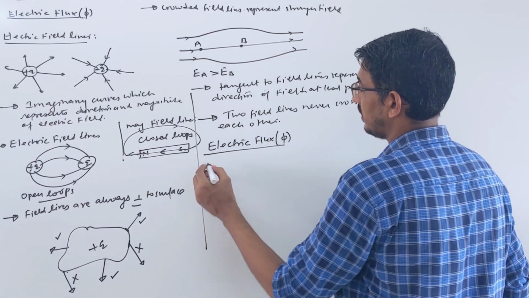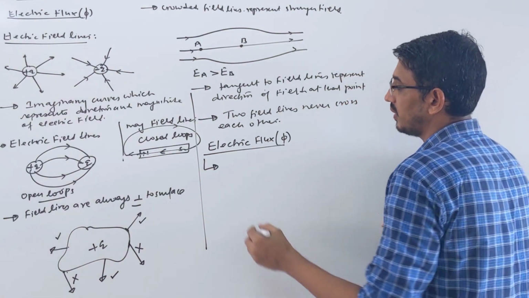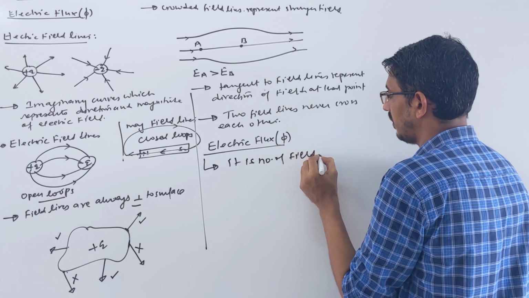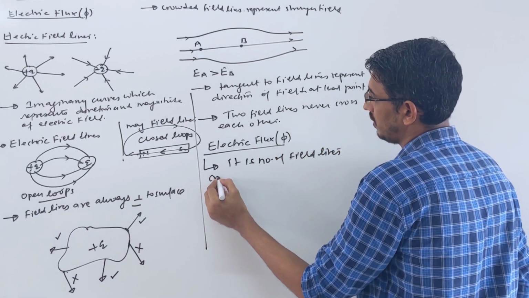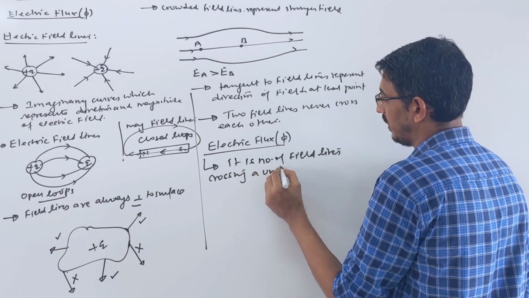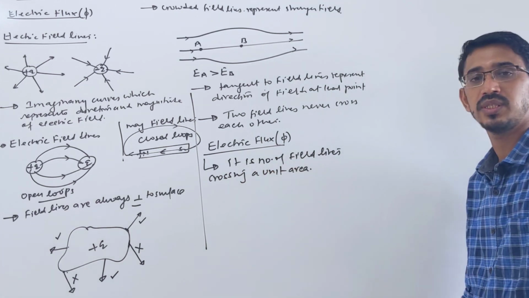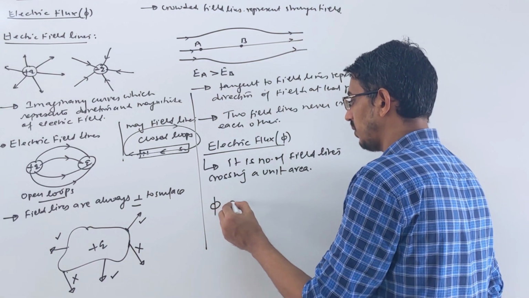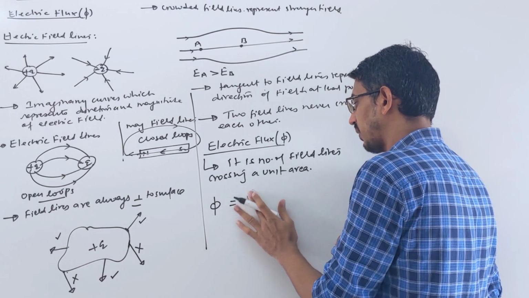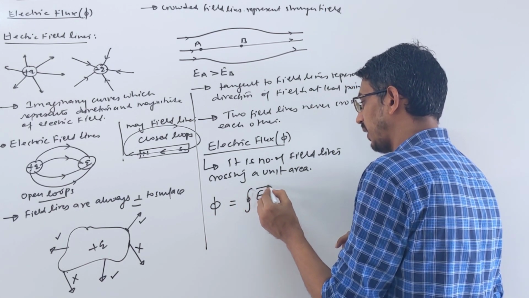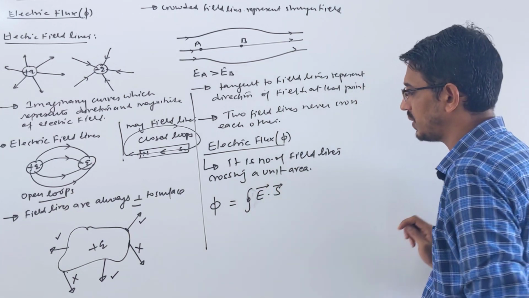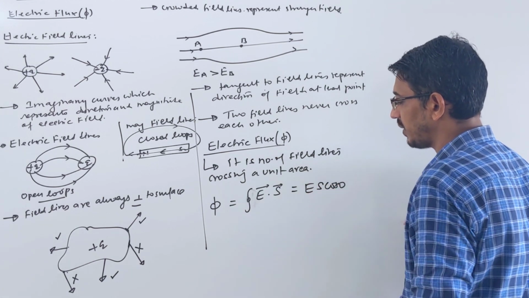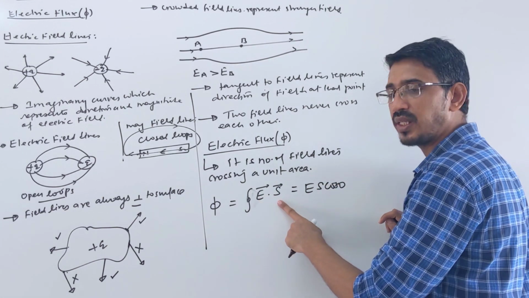What is electric flux? It is the number of field lines crossing a unit area. How many field lines are crossing the given area, that's called your electric flux. How do we represent this? Flux is equal to electric field dot area. For a closed surface you can write it like this, or in general form you can write E S cos theta. Watch carefully, it's a dot product of the electric field with the given area.